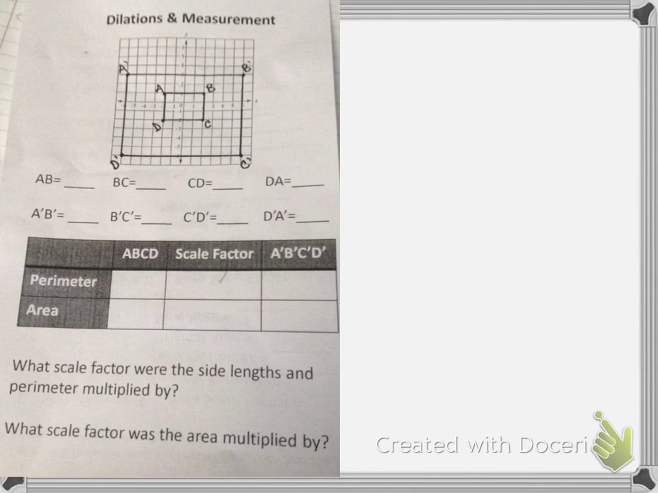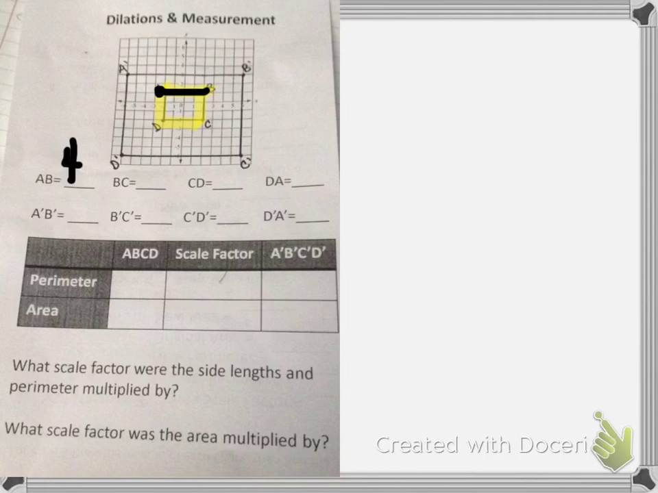Okay, for this first half, what you need to do is write down the dimensions of each side of the original rectangle. The original rectangle is labeled A, B, C, and D. Start off with AB and tell me how long it is, how many units. For AB, that's from A all the way over to B. You need to count how many squares that is. You should get an answer of 4.